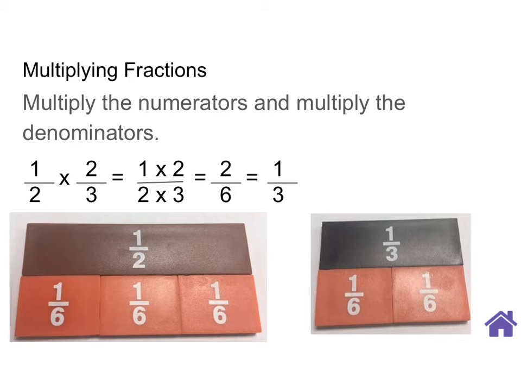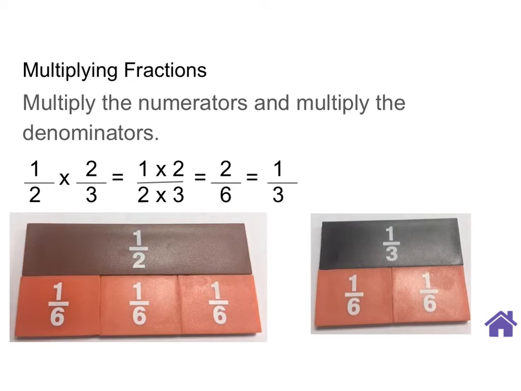And then to get from here, I just simplify, so I divide the top by 2 and the bottom by 2, so I get my answer as 1/3. I wanted to show you what it looks like and what it actually means in a model form. So I have 1/2, so think about a 1/2 piece, and I need to take 2/3 of it, okay?